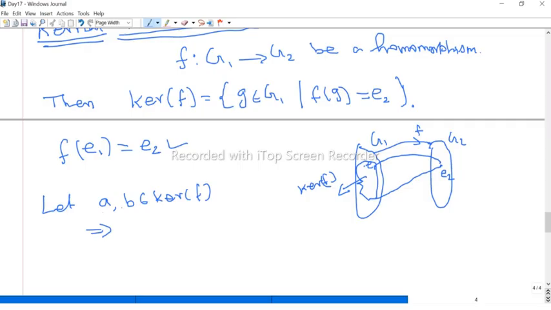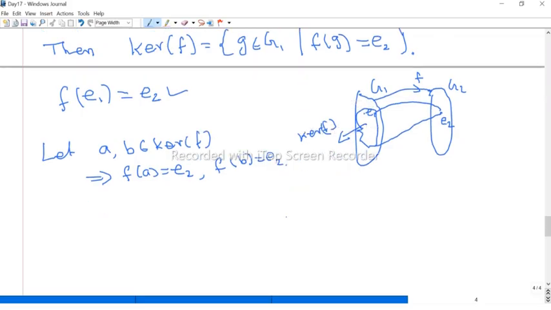Since a is in the kernel of f, by the definition of kernel, f of a maps to the identity element E2. Since b is also an element of the kernel, f of b also maps to the identity element of the codomain. We have to prove that a b inverse belongs to the kernel. That is, it is enough to prove that f of a b inverse is the identity. Since f is a homomorphism, this is f of a into f of b inverse. But f of a is the identity element E2, and f of b inverse we can write as f of b whole inverse.